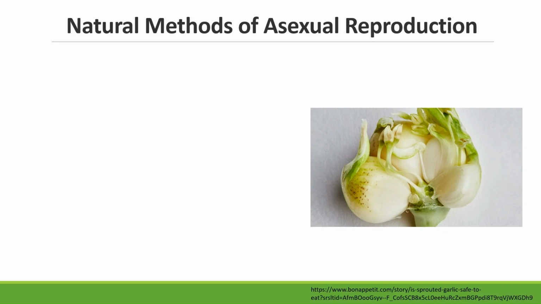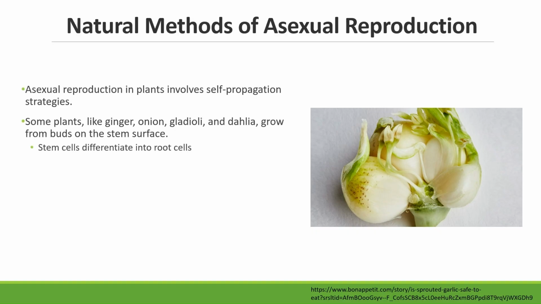Plants can also reproduce without flowers, pollination, or seeds, as we said, and many plants have natural asexual reproduction strategies, which inevitably require either generating the new roots or shoots that we went over. Some species produce buds on the surface of underground or aboveground stems, such as ginger, onion, gladioli, or a dahlia. And you can see from this image right here, you can see the buds forming underground.